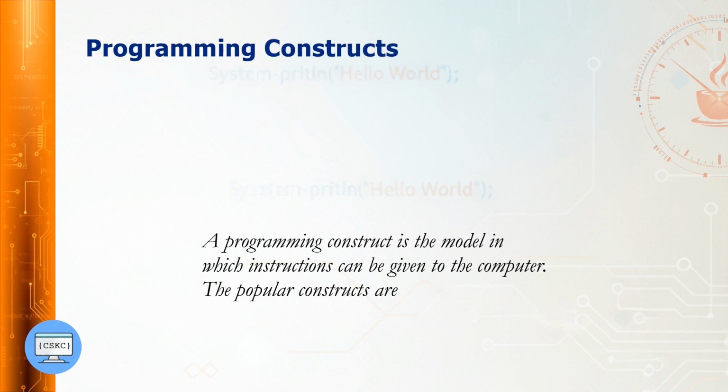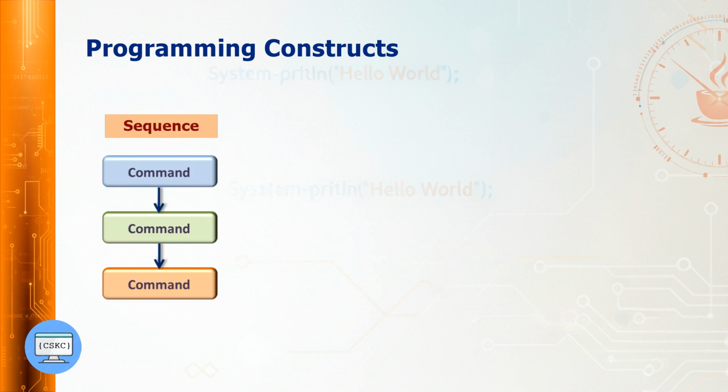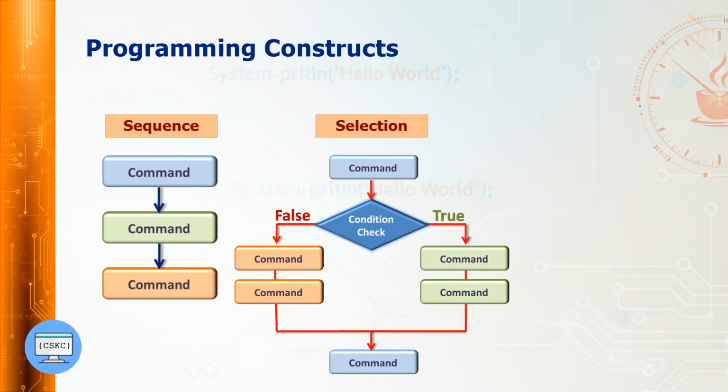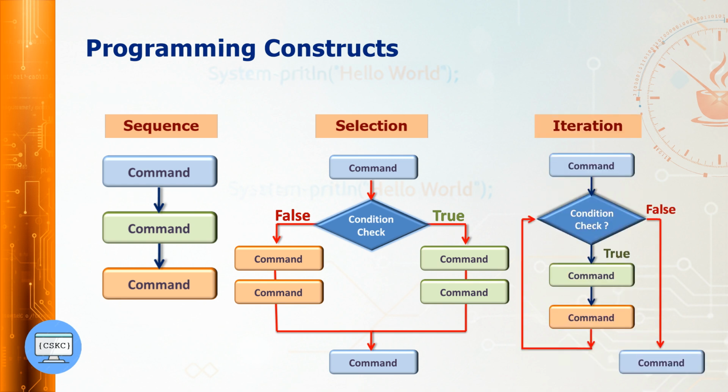The popular constructs are: sequence, which allows you to give instructions to be followed one after the other in a sequence. Selection allows you to take a decision on the basis of checking whether a condition meets a criteria and then adopt an alternate path. Iteration is repeated execution of certain commands until allowed to come out to the main flow on the basis of a criteria check.